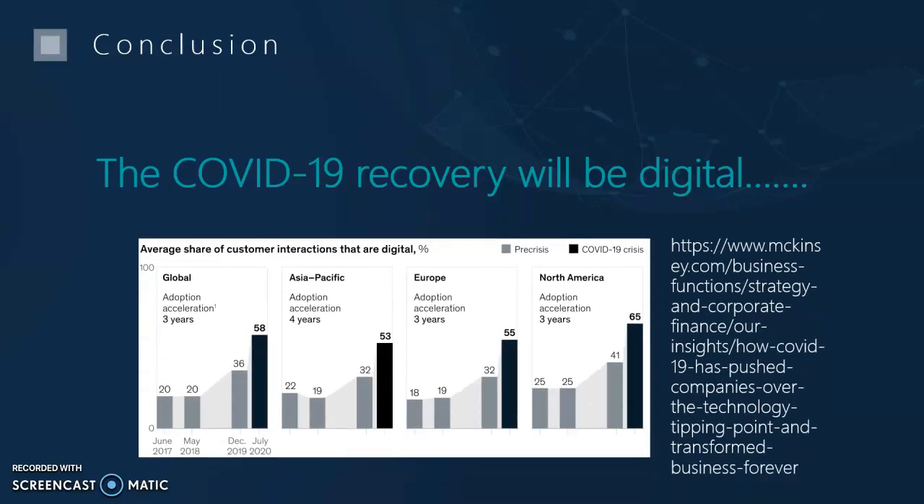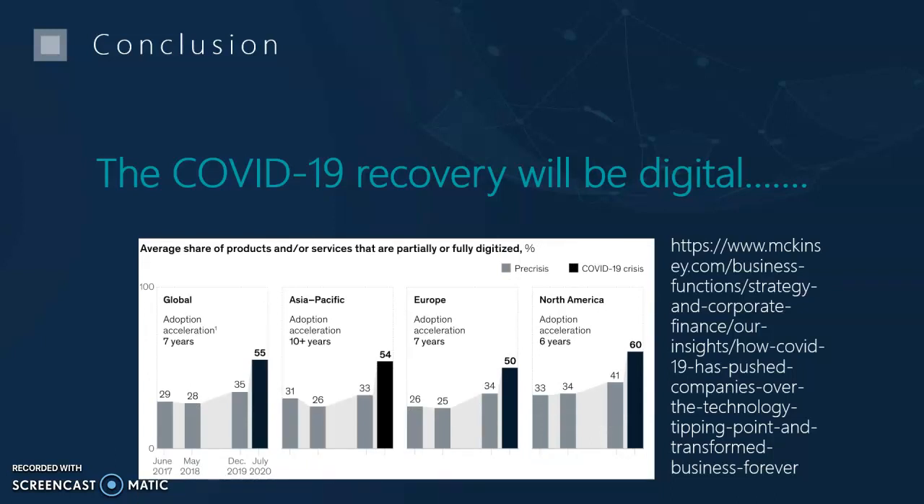for example, like the graph down there, it says average share of customer interactions that are digital now, which is combined with the technologies. Years are before the crisis and after or during the COVID-19 crisis. There's a huge rapid acceleration there.